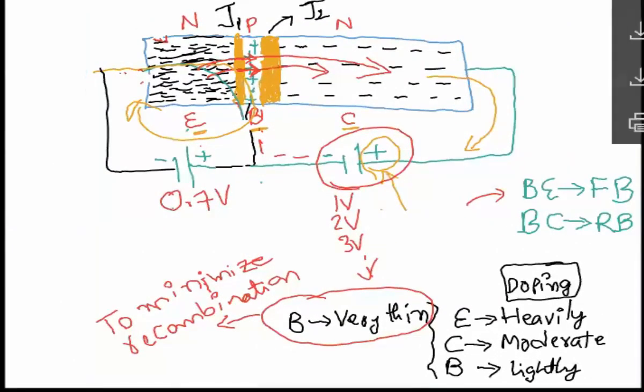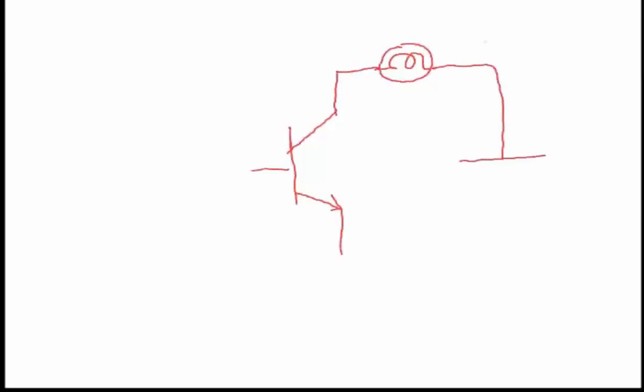So for example, let me give you this practical circuit. Let's say I have a lamp that I want to turn on. Let's say I choose an NPN transistor. So what I do is I take this lamp and connect it here. Remember, this is the collector, this is the emitter.